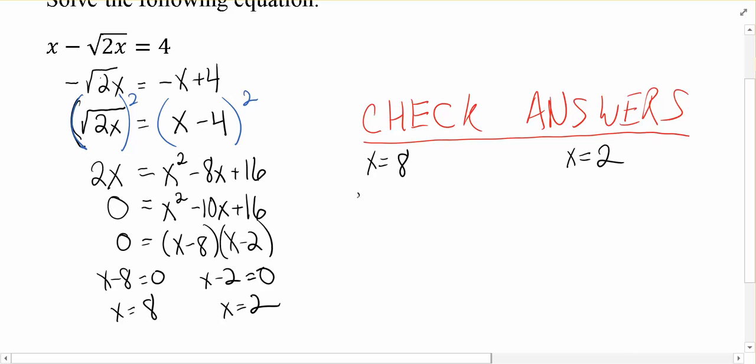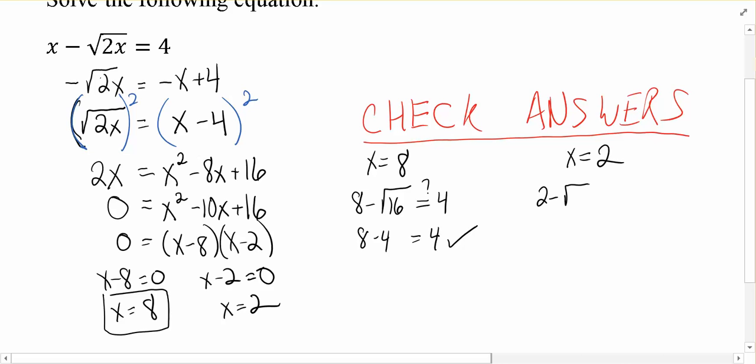When we check 8 in the original, we get 8 minus the square root of 16 is supposed to equal 4. So 8 minus 4 equals 4. That's true, so x equals 8 is a good answer. Let's see if x equals 2 is also a good answer. So we're going to get 2 minus the square root of 4 is supposed to equal 4. 2 minus 2 equals 4. That is not true. So x equals 2 is not a correct answer. And x equals 8 is.